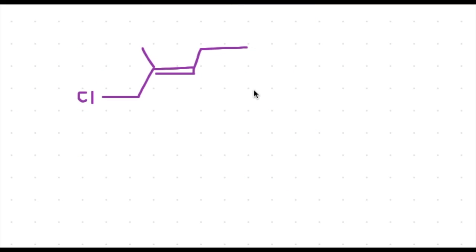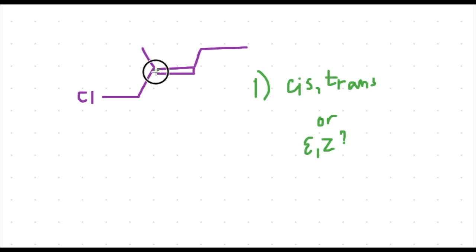Let's take a look at this example. Remember, the first thing we ask ourselves is, are we going to use cis-trans or E/Z? Well, we look at the carbons that make up our double bond, and we see that this carbon here has all 4 bonds as different substituents. There are no hydrogens off of it, although this carbon does have a hydrogen right here. Because this one carbon in the double bond is tetra-substituted, we should use E or Z.